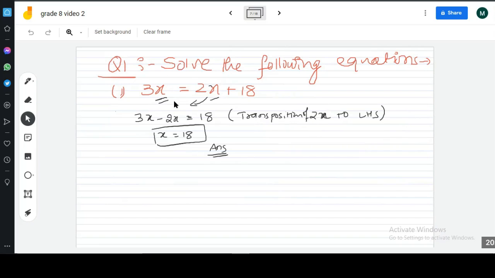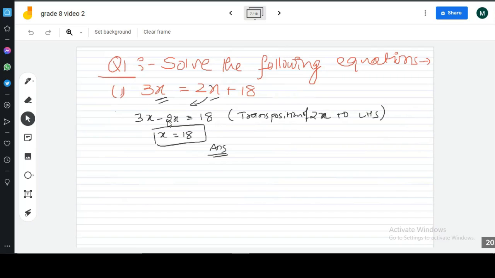When we change the side of any term, the sign will also change. In case of transposition, when we transpose any term from one side to the other, the sign will definitely change. So here 2x will become minus 2x. So we have the left side with the two terms having the variable. So with this 3x minus 2x, we brought both the terms of the variable to one side and the constant to the other side.